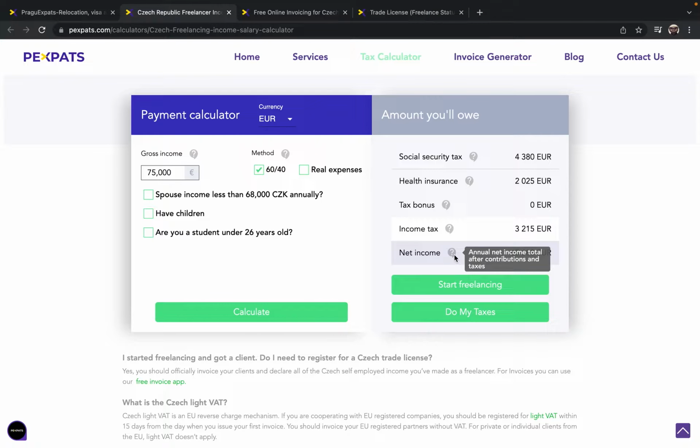Okay, so now you might have some questions about Social Security, health insurance, and how taxes are calculated. Regarding Social Security, in the Czech Republic, it's mandatory that any freelancer earning income in the country contribute to Social Security. The same is true for health insurance. However, it is not possible to have private insurance. If you have a European passport, you will have to get public health insurance.